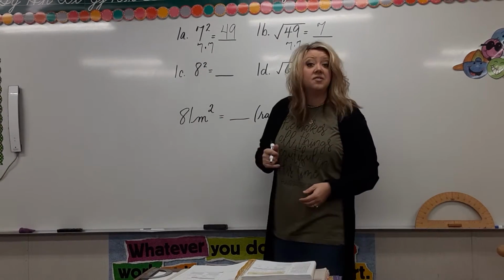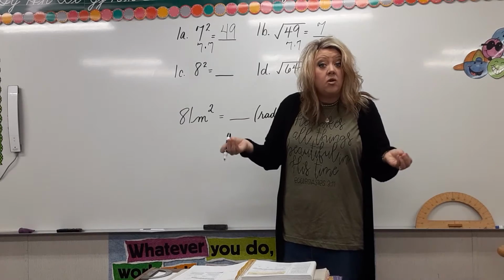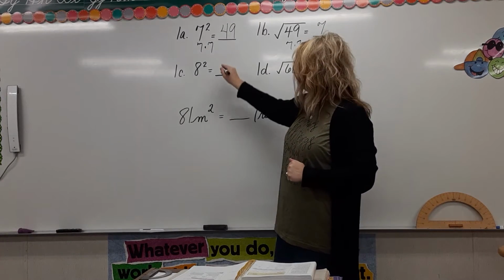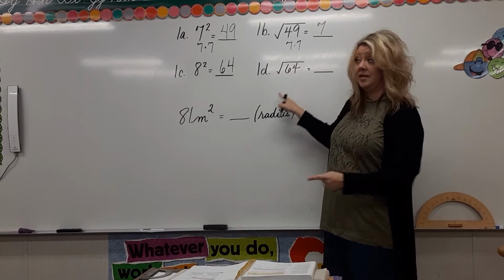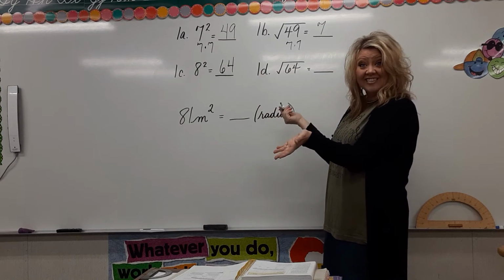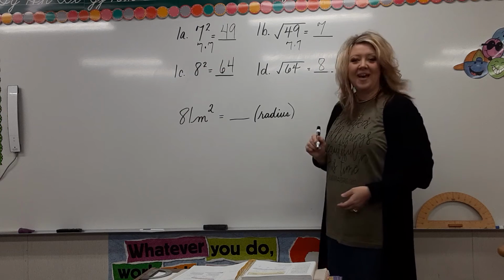Here's letter C, 8 squared. So 8 times 8 equals 64. And therefore the square root of 64 is the opposite, which is 8. So see, it's not too bad, is it?